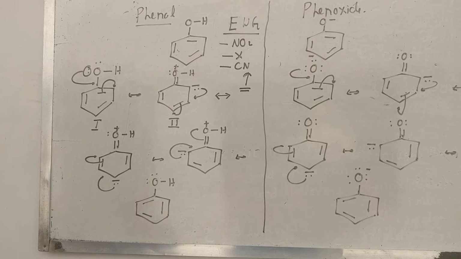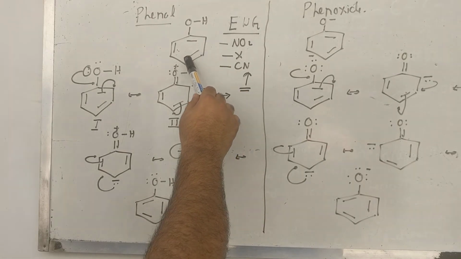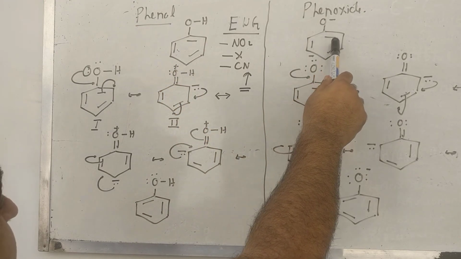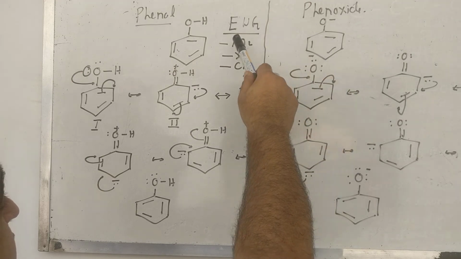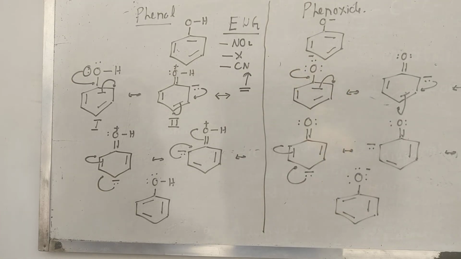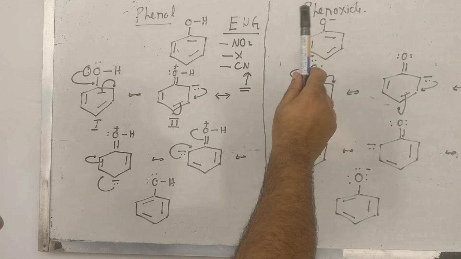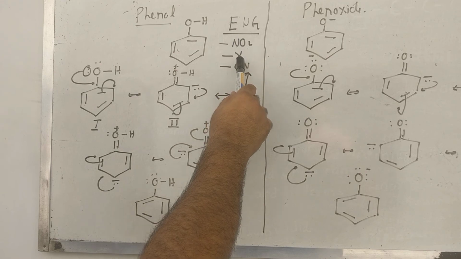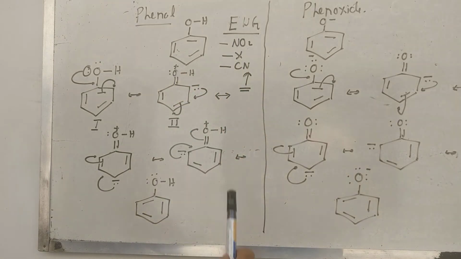Why is it so? Because if these groups are present in the benzene ring of the phenol, the corresponding phenoxide ion will become more stable. These groups make phenoxide ion more stable. So phenol will convert readily into phenoxide ion, and the ability to give out H plus ions is going to increase. So if you put all these groups on the benzene ring of phenol, the acidic nature will increase.